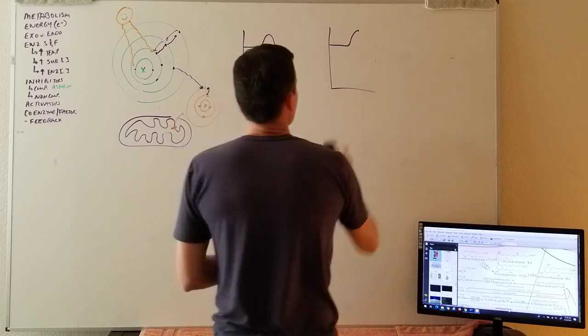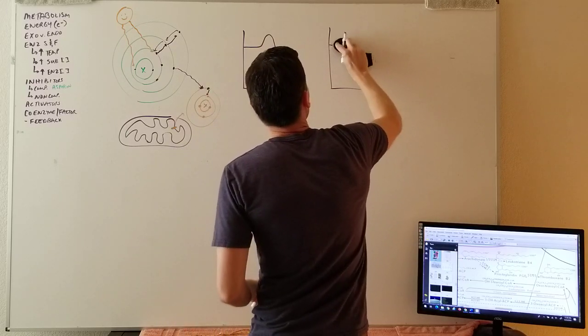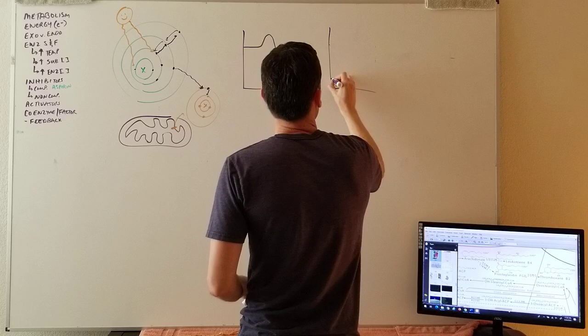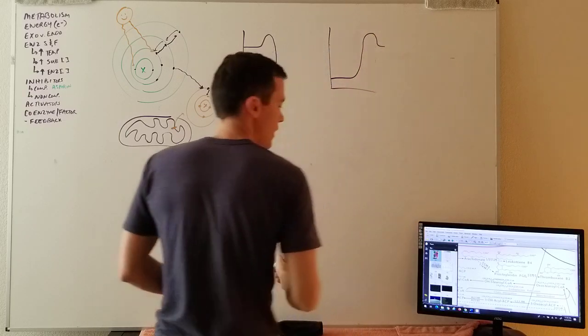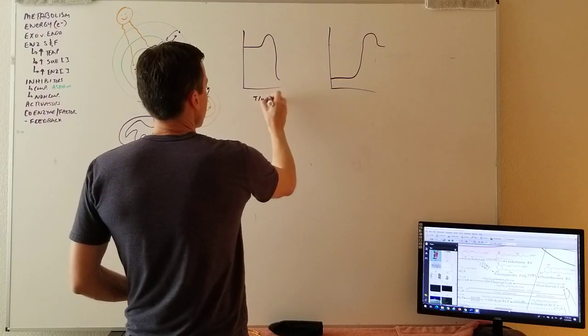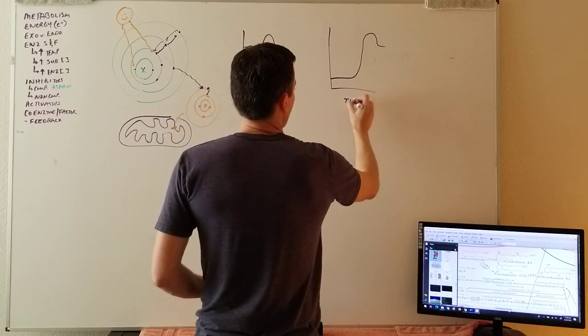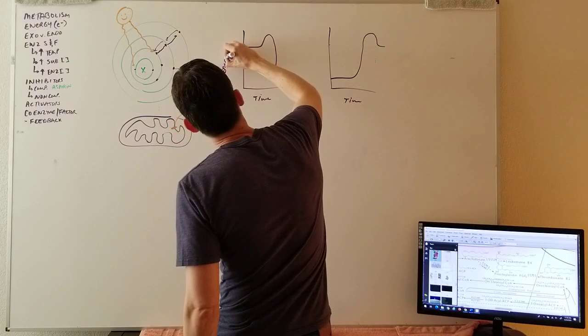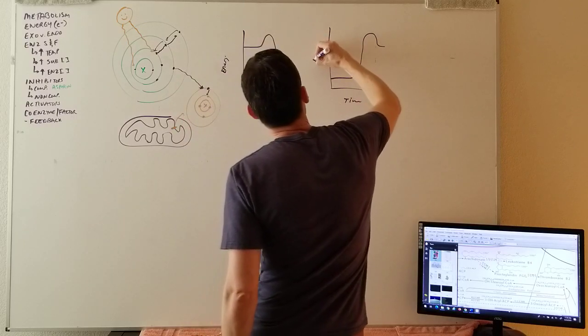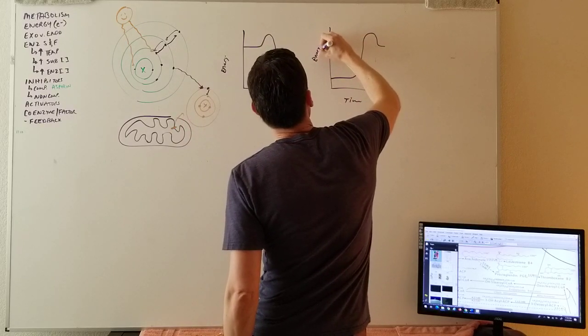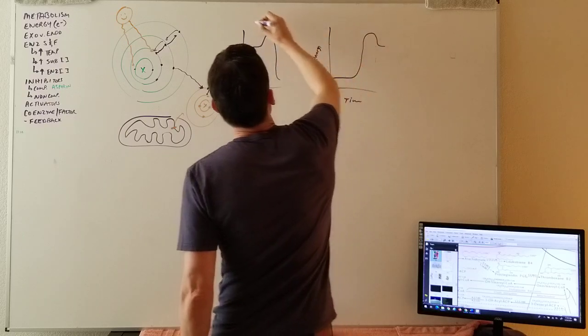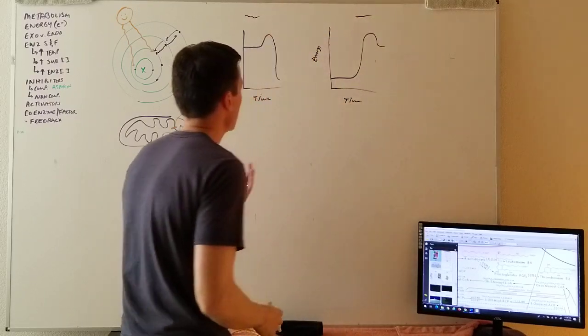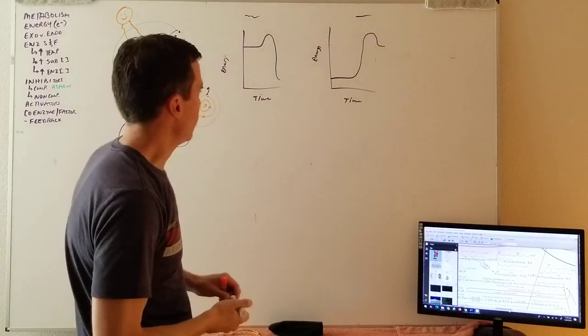Oops, that's the exact same graph. Here we go. In this, let's say I have time down here, and I'm not going to worry about units. And over here I have energy. Same thing, it's probably in calories. Energy, title. Okay, which of these is exothermic and which of these is endothermic?